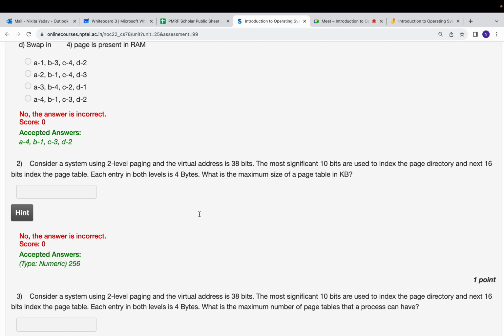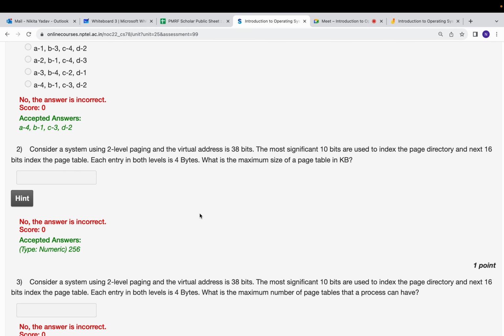Okay, so question number 3. Consider a system using 2-level paging and the virtual address is 38 bits.